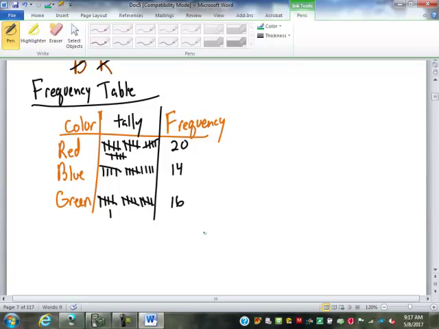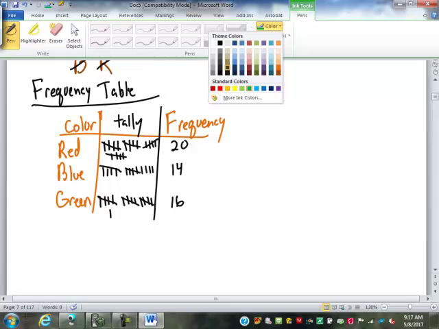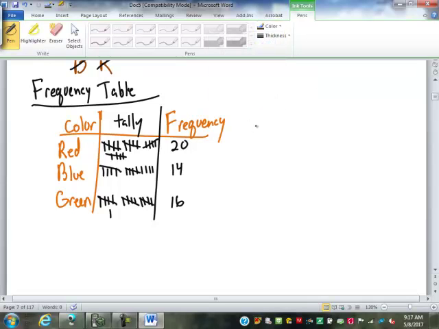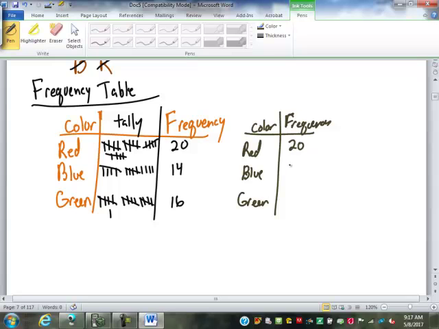So now that we have them organized in a table, we definitely know which one was the most common. And like I said, most of the time we don't have that tally column. We would redo this table like this. So we've got red, blue, green, 20, 14, 16. That tally column is just a working column to help us construct the table. When we present that data, we would take that out because it's not attractive.